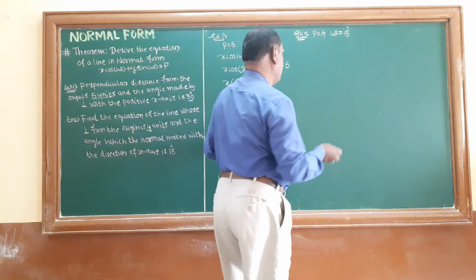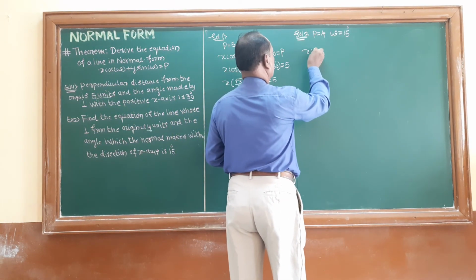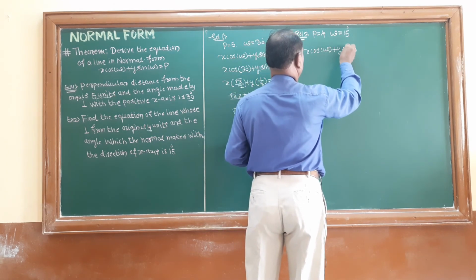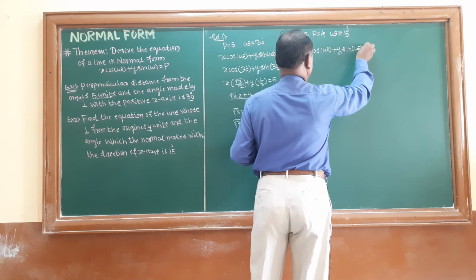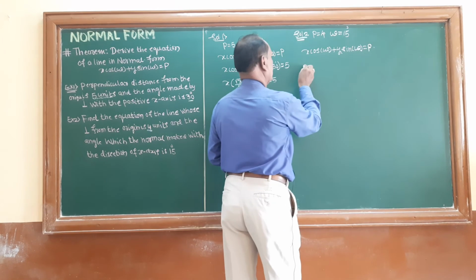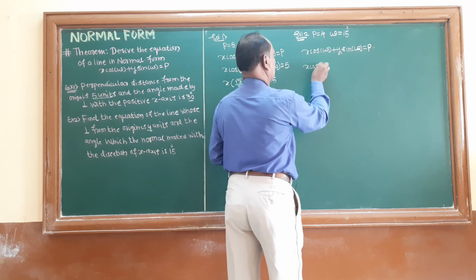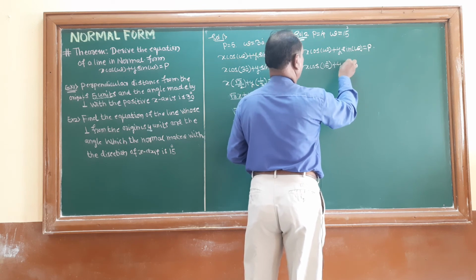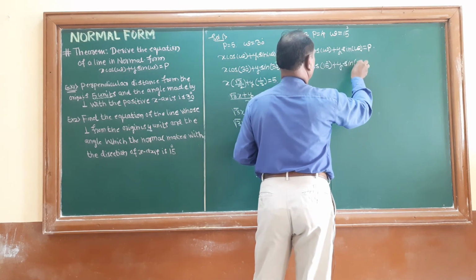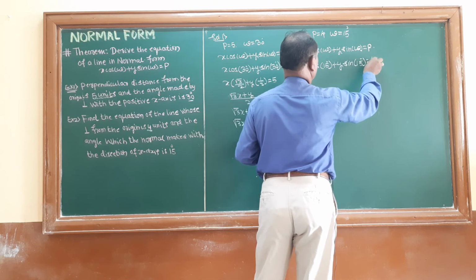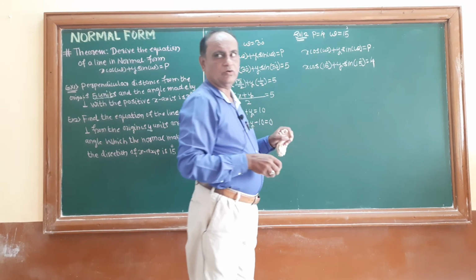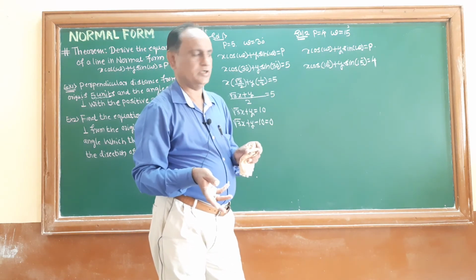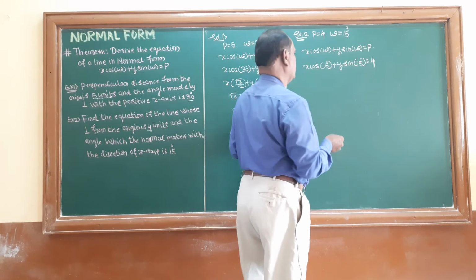So the required equation in normal form is x cos omega plus y sin omega is equal to p. Substitute the values: x cos 15 degrees plus y sin 15 degrees is equal to p, which is 4. You know the values of cos 15 and sin 15, and p is already given as 4.